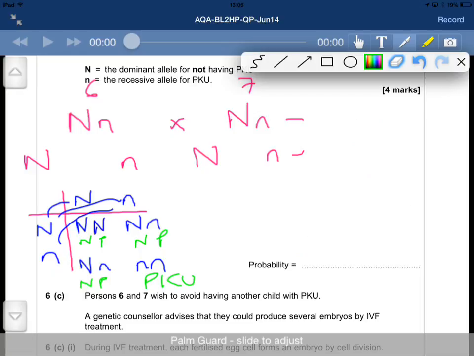But let's look at that in terms of how the marks are awarded, so you can clearly see why I've asked you to do the gametes, then the genotypes, then the phenotypes, and then the probability.